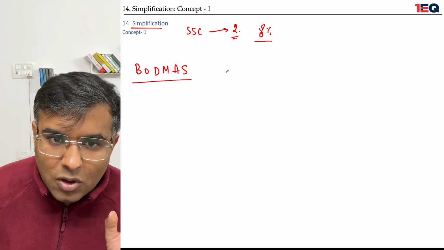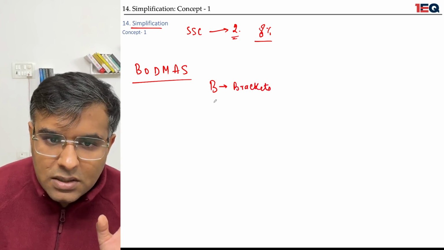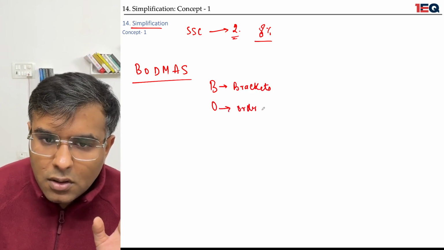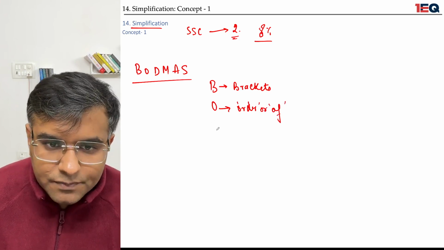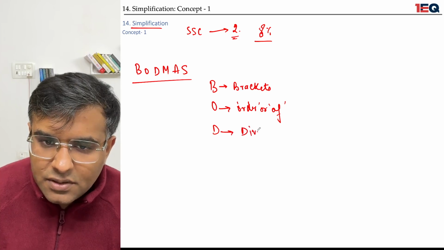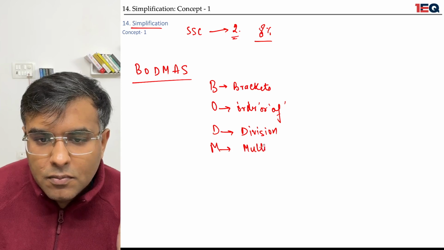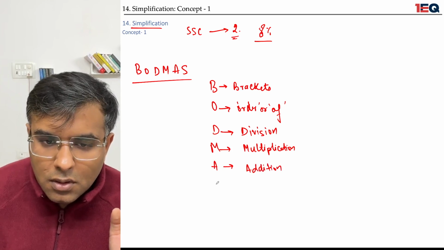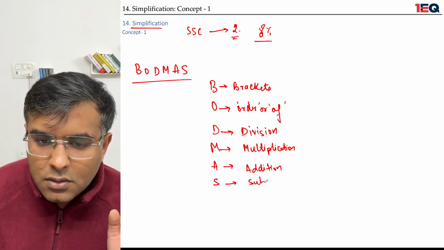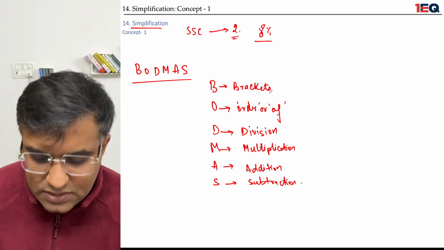It's basically an acronym, and BODMAS stands for B as in brackets, then O as in order or off. I'm going to tell you what order means and what off means. Then D stands for division, M stands for multiplication, A stands for addition, and S stands for subtraction. All right, so this is the order in which they work.